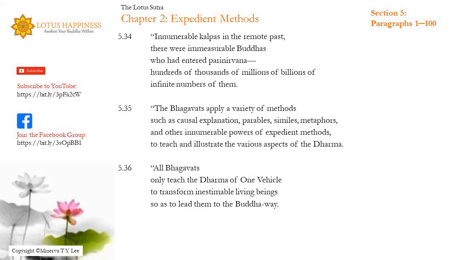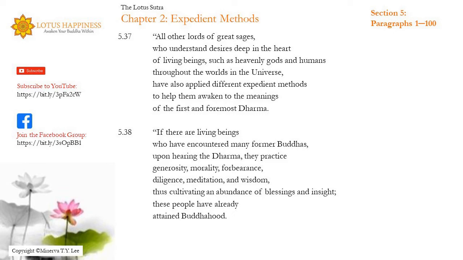the Buddha way. All other lords of great sages, who understand desires deep in the heart of living beings, such as heavenly gods and humans, throughout the worlds in the universe, have also applied different expedient methods to help them awaken to the meanings of the first and foremost Dharma. If there are living beings who have encountered many former Buddhas, upon hearing the Dharma, they practice generosity, morality, forbearance, diligence, meditation, and wisdom, thus cultivating an abundance of blessings and insight.